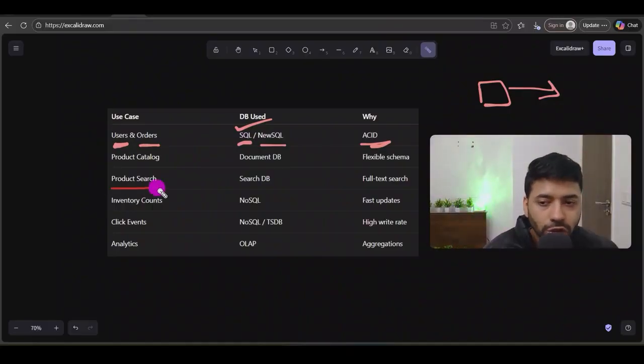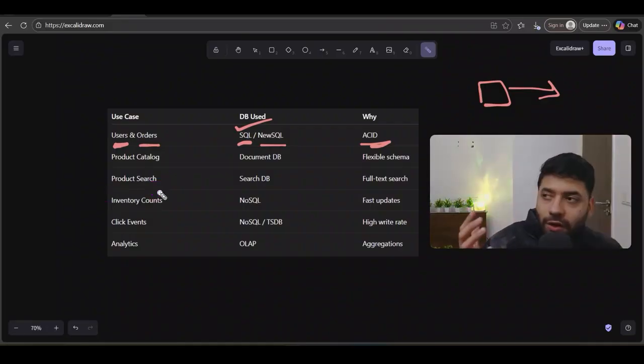Okay, next, of course, you would have the product search, because you have so many things to sell. So of course you should provide the feature of search, otherwise how would the user reach a specific product, correct?